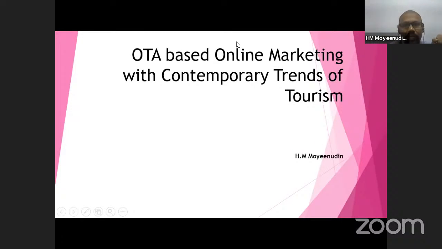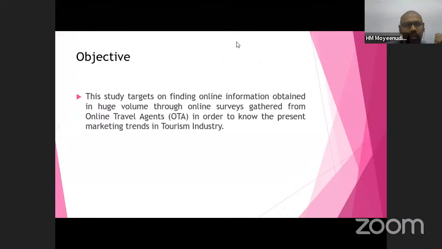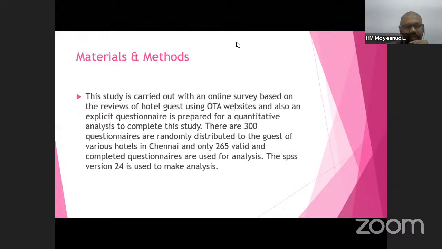The next topic is OTA-based online marketing with contemporary trends of tourism. The objective of this study is targeted towards finding online information obtained in huge volume through online services gathered from online travel agents, in order to know the present marketing trends in the tourism industry.